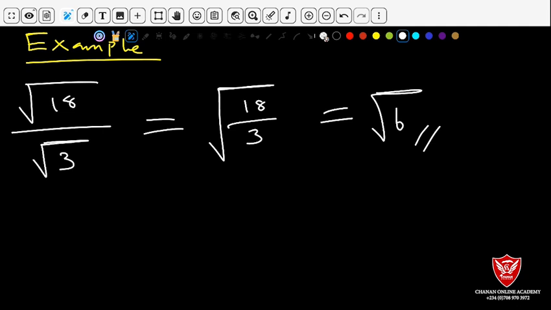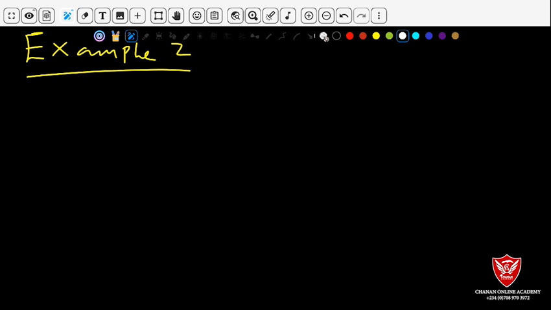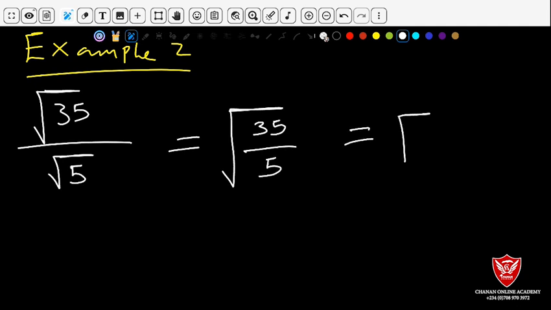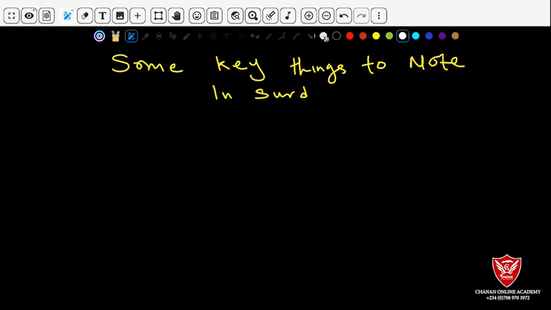Alright. So let's take one more example to explain this much better. If we are given another example, so we have root 35 divided by root 5. This is going to be equal to the root of 35 over 5. So 35 divided by 5 is 7, so it will be root 7. This is our answer.